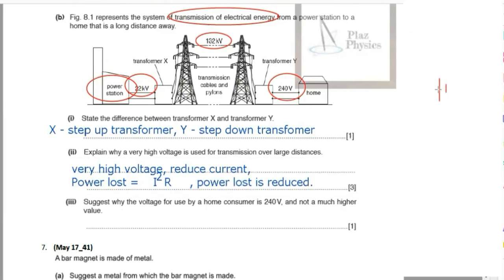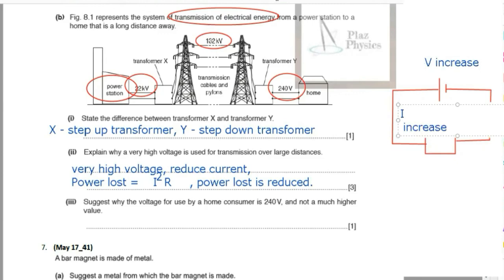This one is for the transformer. The difference between a normal circuit and the transformer: here, when voltage increases, your current increases. This one is based on Ohm's law, V equals IR. For the transformer itself it is different. Higher voltage, lower current. So need to be extra careful about this.